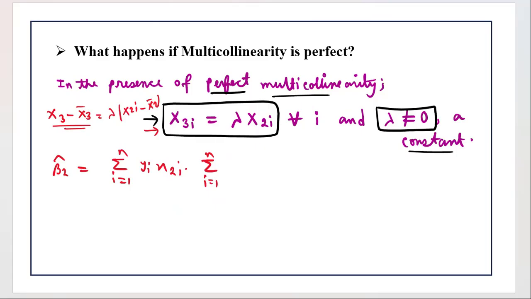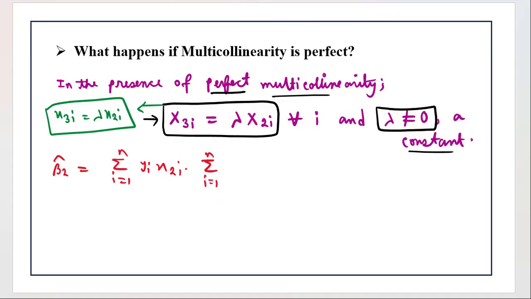So this is simply small x_3i is lambda small x_2i. This can be written from here. I haven't written that, but it is very much understandable from this formula. This relationship will also hold, because from the original form you can find the deviation form by subtracting x3 bar on the left hand side and x2 bar from the right hand side, right? So this will hold.